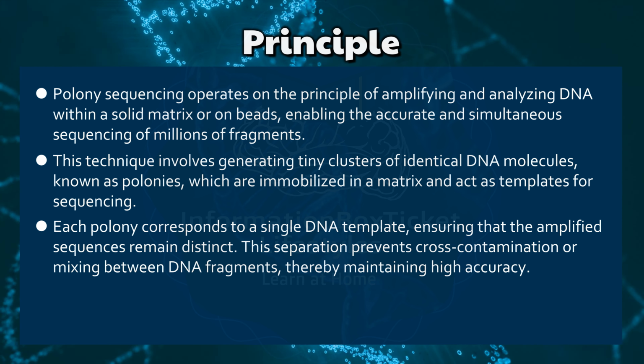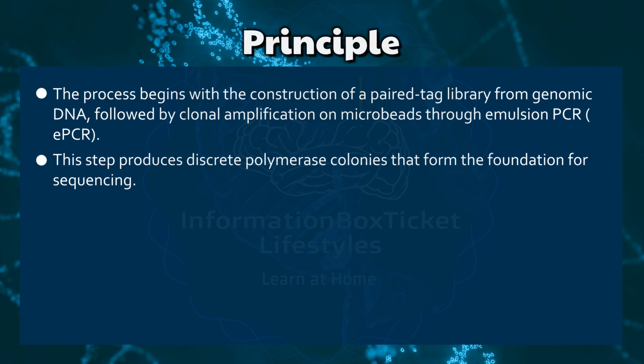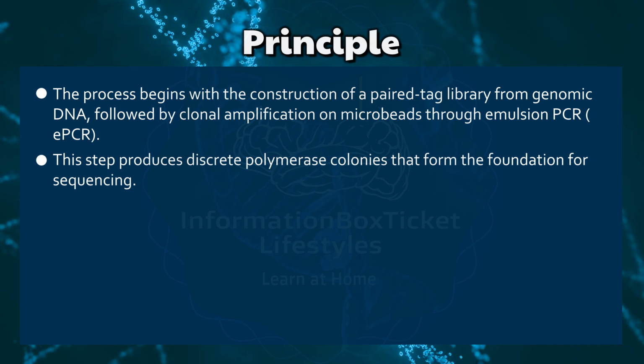The process begins with the construction of a paired tag library from genomic DNA, followed by clonal amplification on microbeads through emulsion PCR, EPCR. This step produces discrete polymerase colonies that form the foundation for sequencing. The amplified beads are subsequently enriched and embedded in a polyacrylamide matrix, creating a two-dimensional array. This array facilitates the simultaneous sequencing of millions of DNA templates with precision.